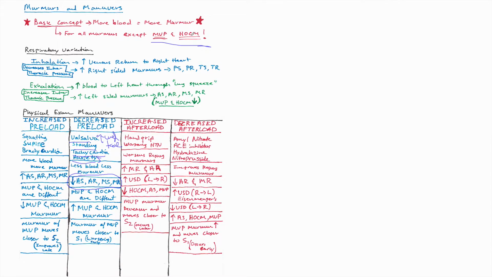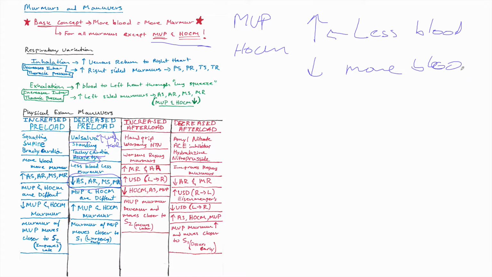Except for, remember these two up here: mitral valve prolapse and HOCM. So why do the murmurs increase with less blood and decrease with more blood? It has to do with the functionality of the murmurs themselves.